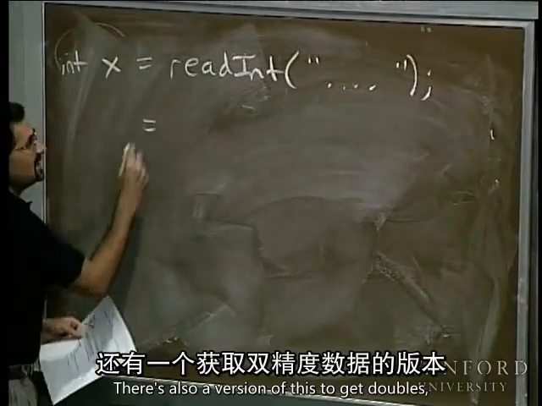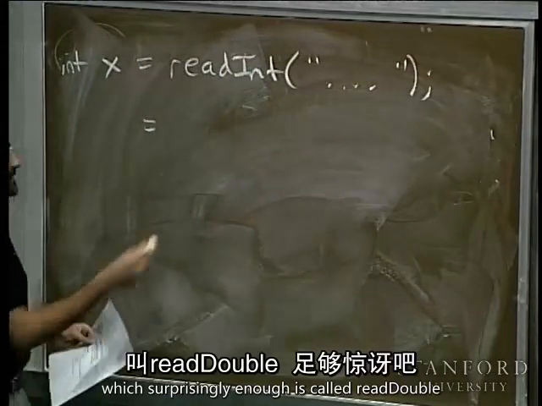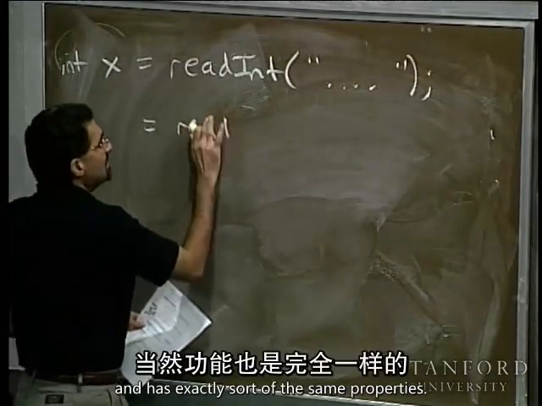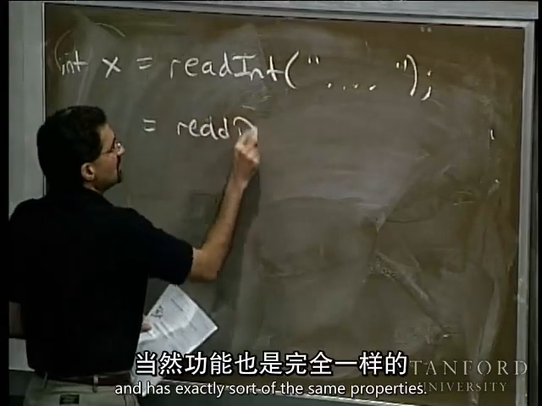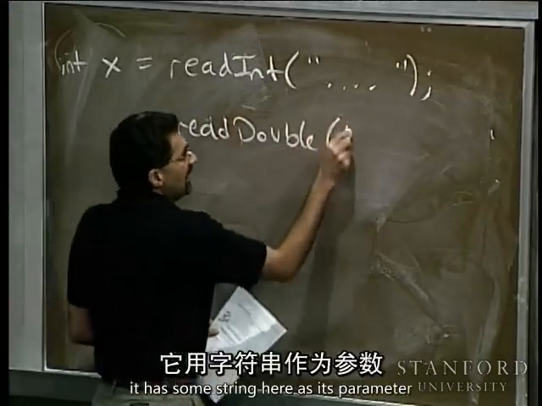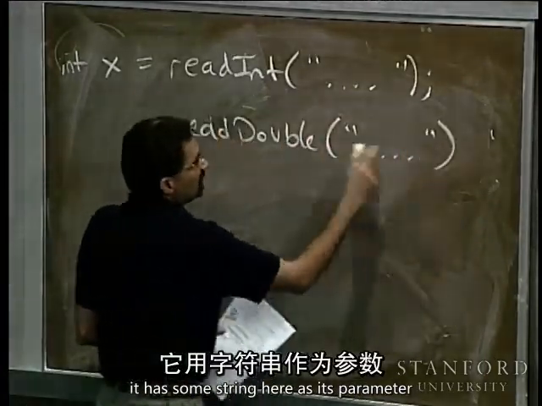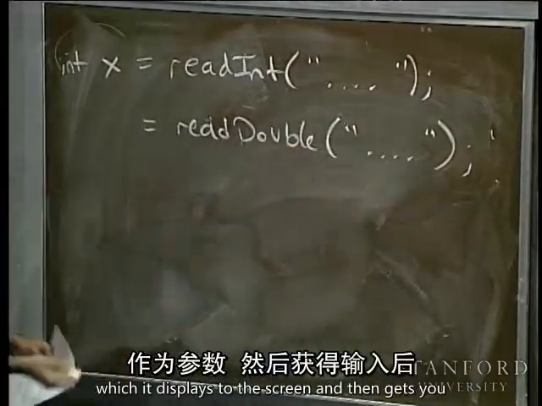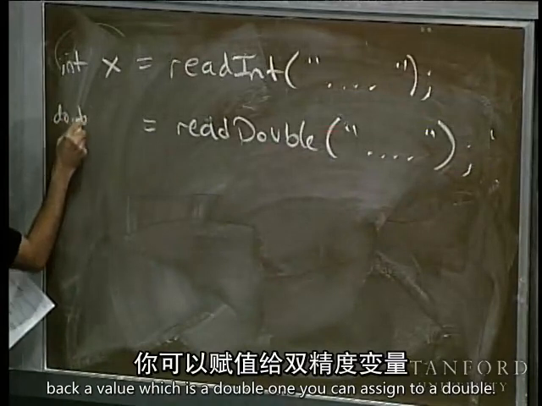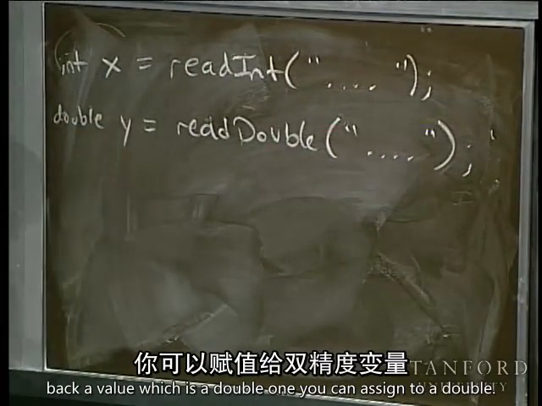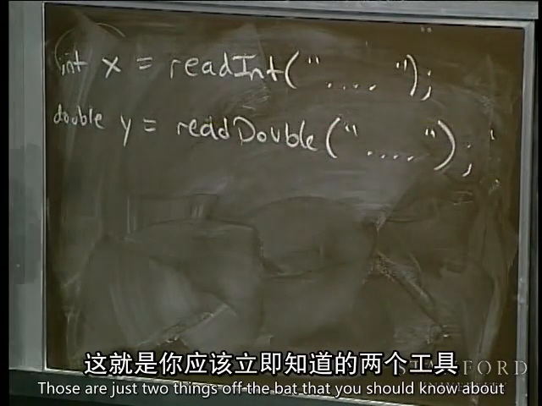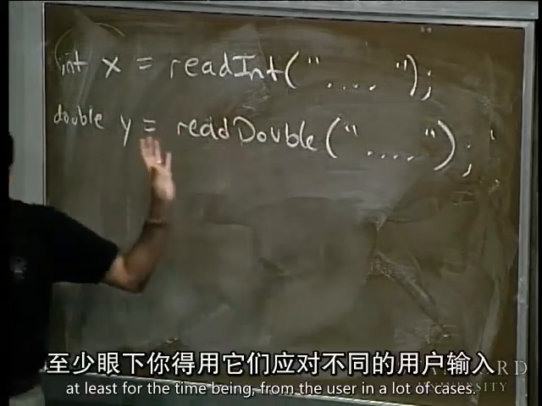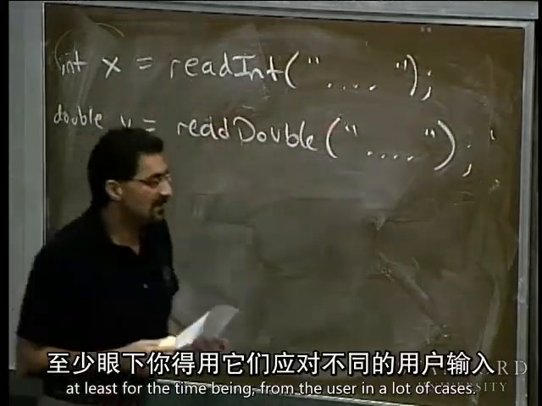There's also a version of this to get doubles, which surprisingly enough is called readDouble, and has exactly the same property. It has some string here as its parameter, or some text here as its parameter inside double quotes, which it displays to the screen and then gets you back a value, which is a double, and you can assign to a double. So those are just two things off the bat that you should know about, because that's how you're going to get input, at least for the time being, from the user in a lot of cases.